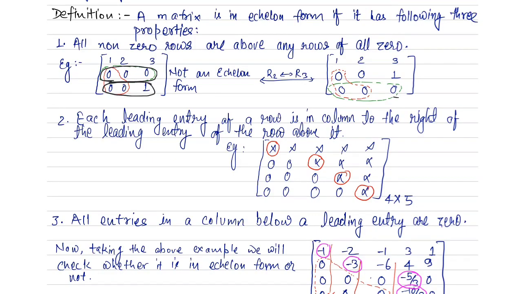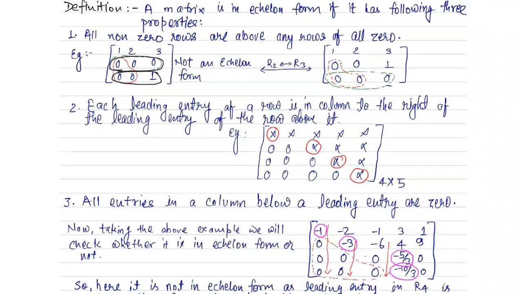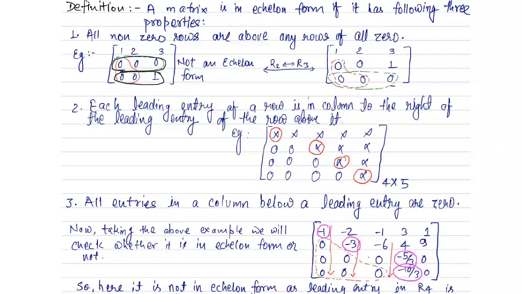Now let's discuss the second definition, that says each leading entry of a row is in a column to the right of the leading entry of the row above it. What does it mean? Let's see by this example. What is the leading entry? Leading entry is the non-zero entry of any row. Let's say we have a matrix 1 2 3 4, 0 1 2 3, 0 0 0 1.